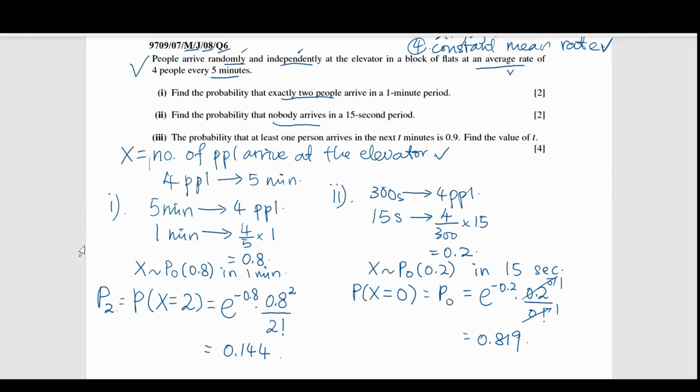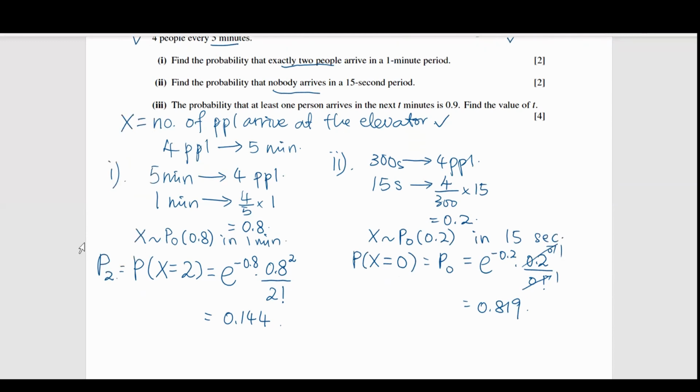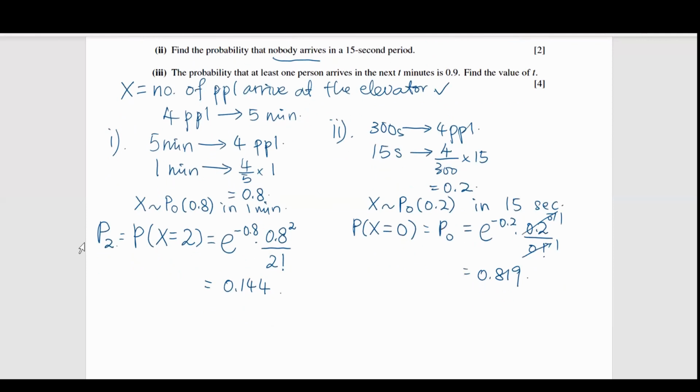So now we move on to part 3. So I need to scroll it down. So answering part 3: the probability that at least one person arrives in the next t minutes is 0.9. Find the value of t.